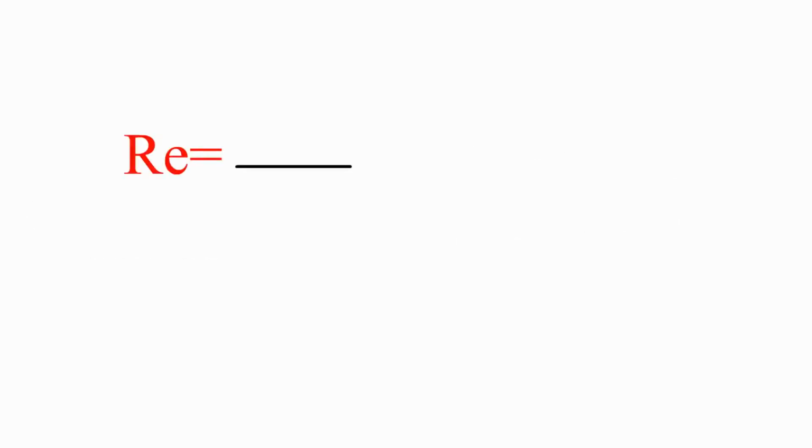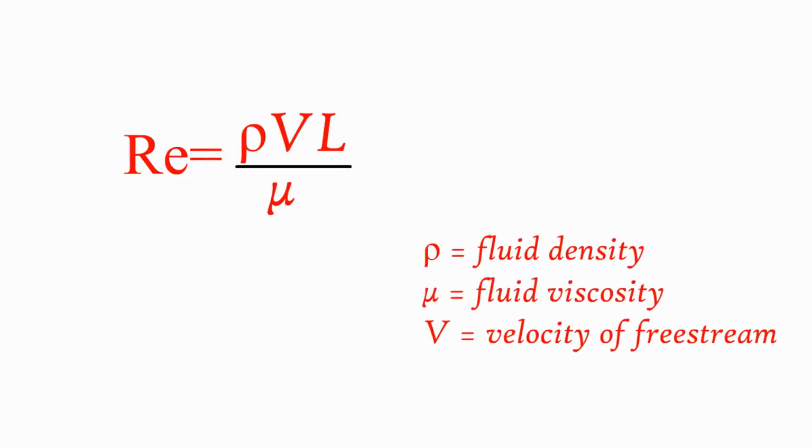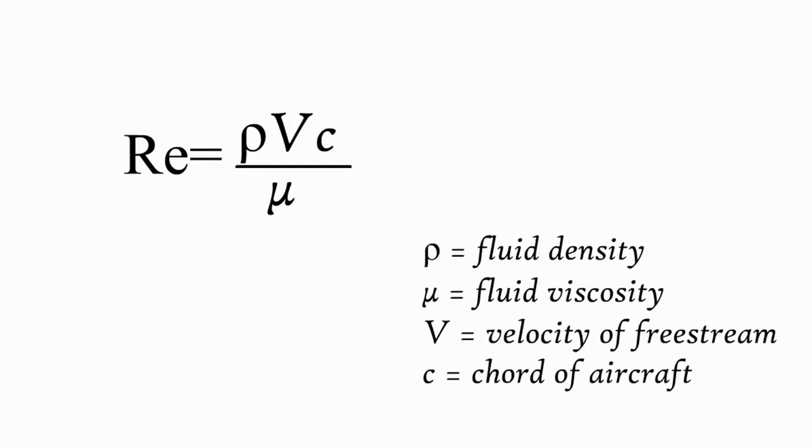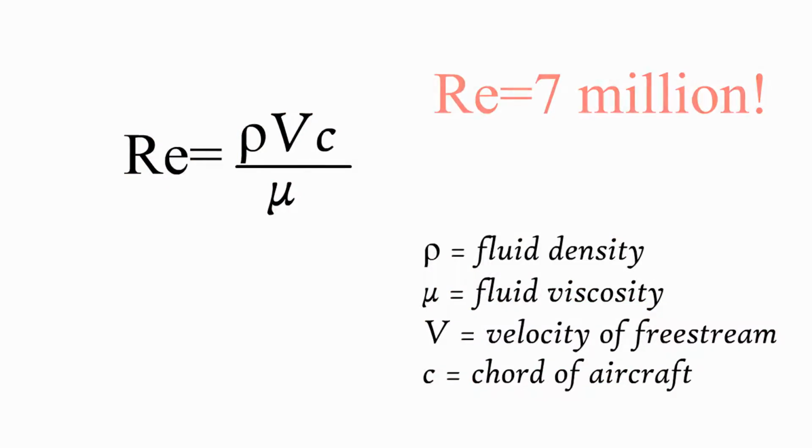The magnitude of the viscous effect can be estimated by looking at the Reynolds number. The Reynolds number is just rho times V times L over mu. Rho is the density of the fluid, V is the velocity of the fluid, L is the characteristic length of the flow, which we'll take as the chord length of the airfoil, and mu is the viscosity of the fluid. Using the density and viscosity of air at sea level, a speed of 110 miles an hour, and a chord length of 1 meter, the Reynolds number is about 7 million.